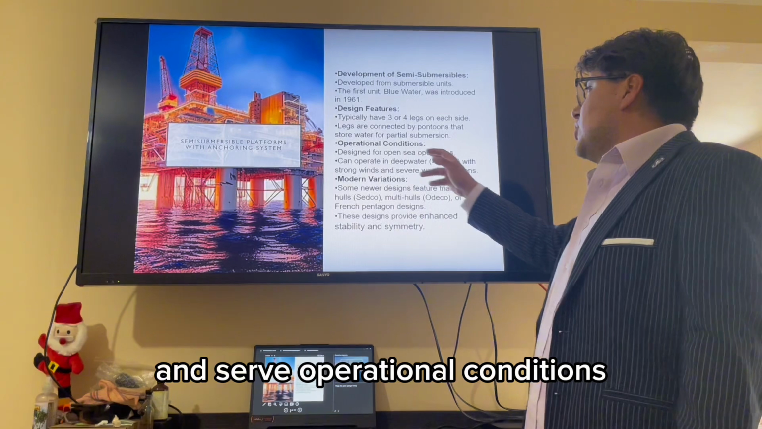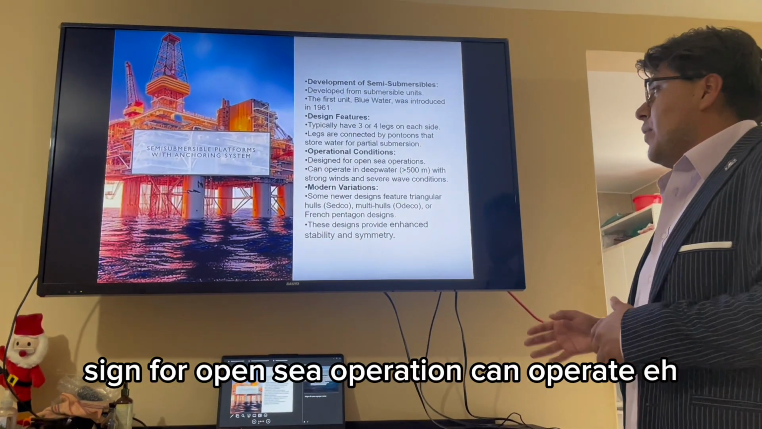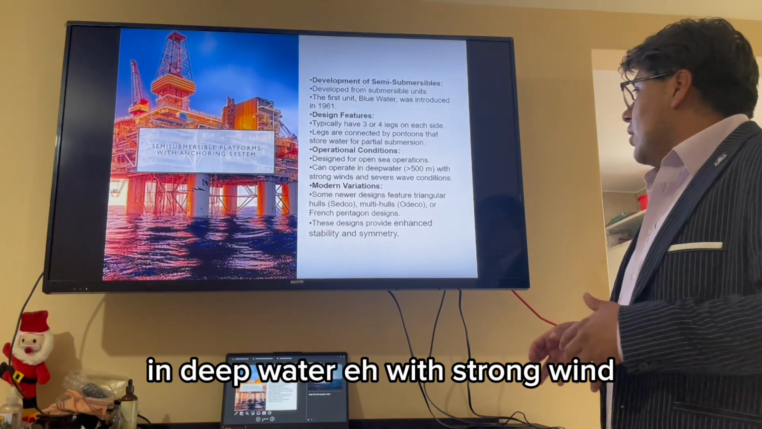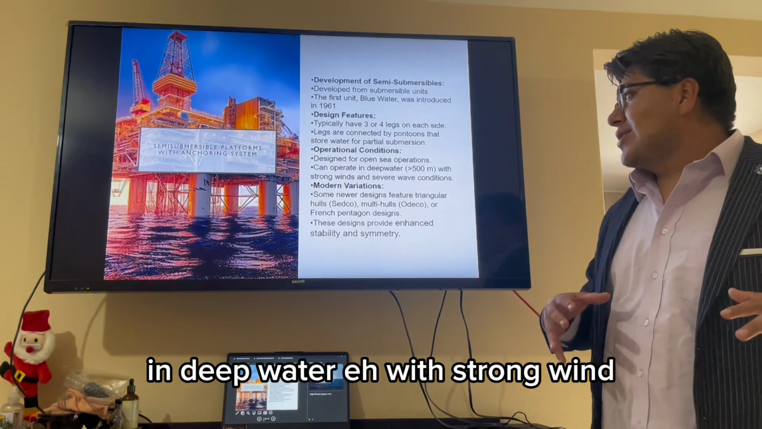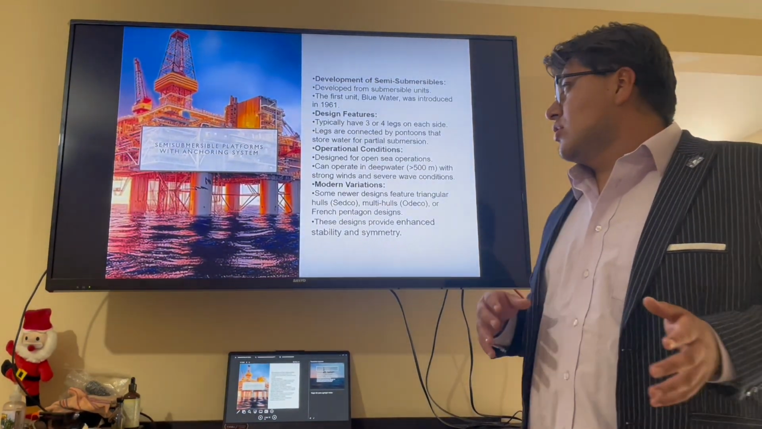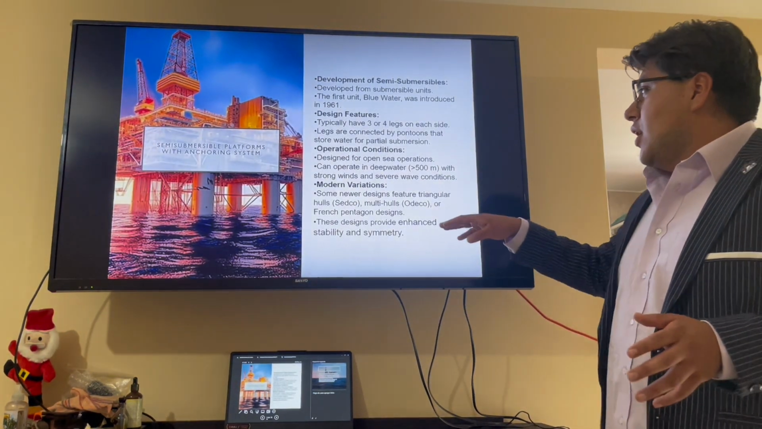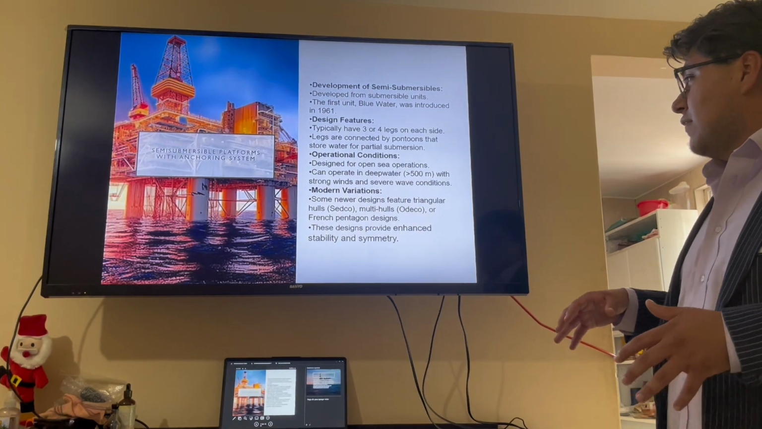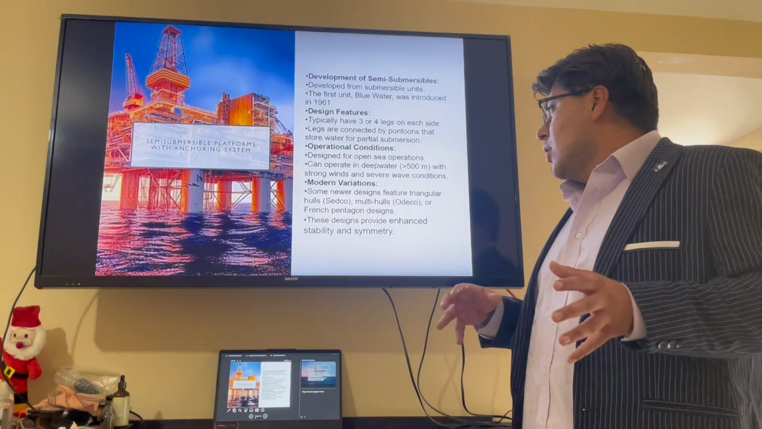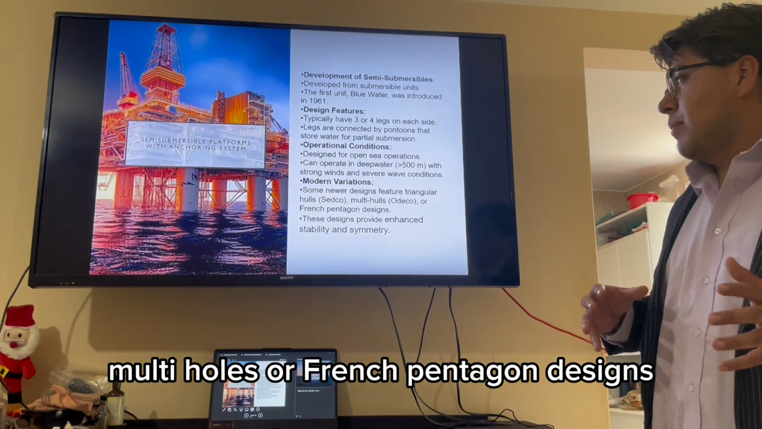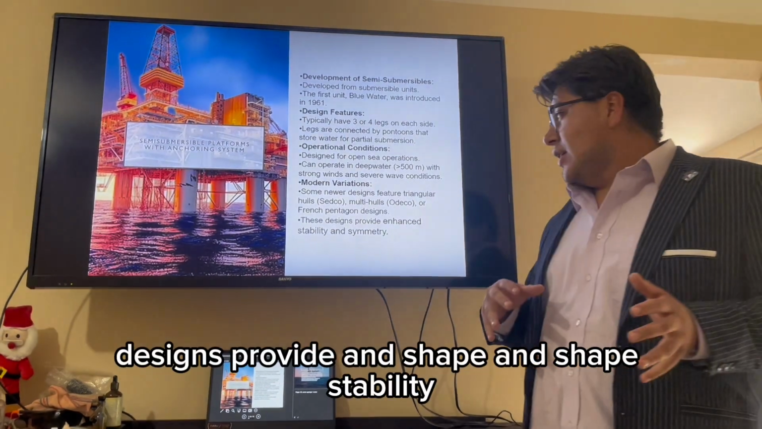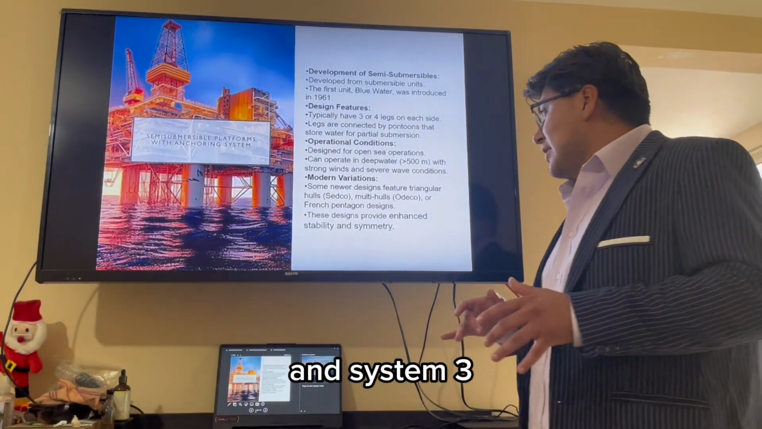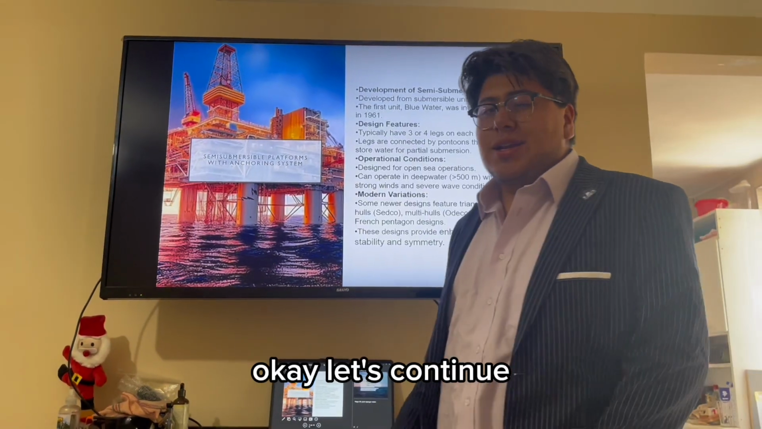Third, operational conditions. Designed for open sea operation, can operate in deep water with strong winds and severe wave conditions. Fourth, model variation. Some newer designs feature triangular hulls, multi-hulls, or pentagon designs. Designs provide shape, stability, and symmetry. Okay, let's continue.